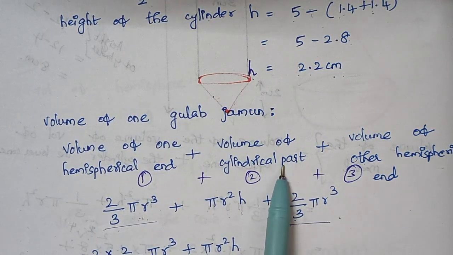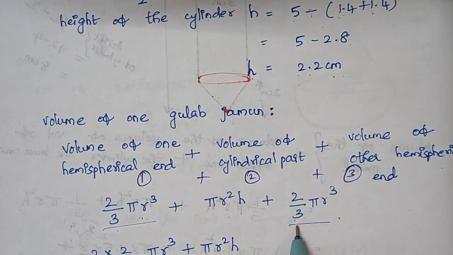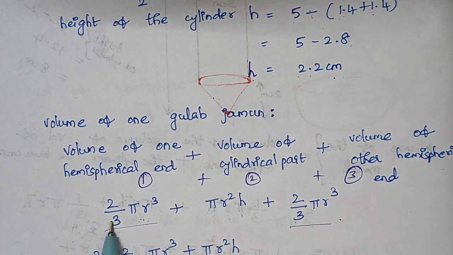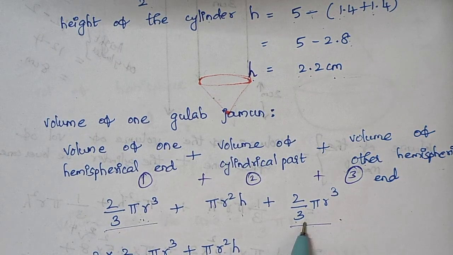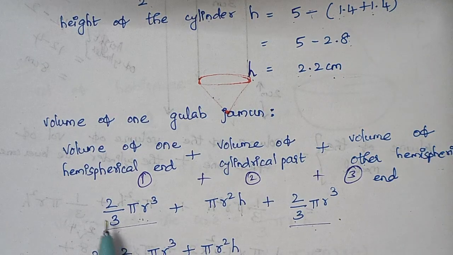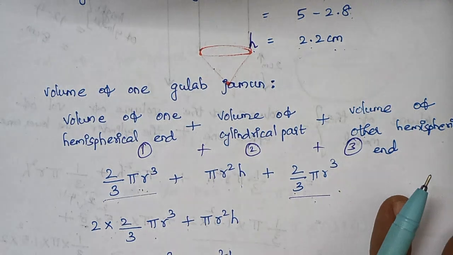Then the volume of the cylinder is given by pi r square h. Then what about the volume of the other hemisphere? Again the same, 2 by 3 pi r cube. Right. So here you see we are having two similar terms. 2 by 3 pi r cube and here also 2 by 3 pi r cube. So here we can write these two terms as 2 times 2 by 3 pi r cube.